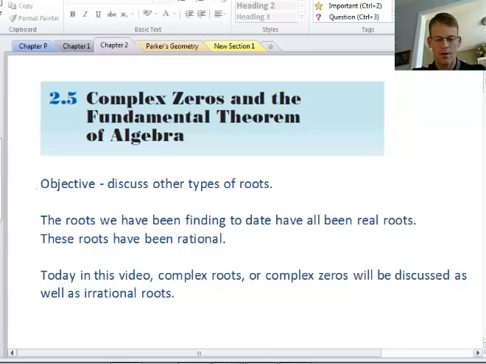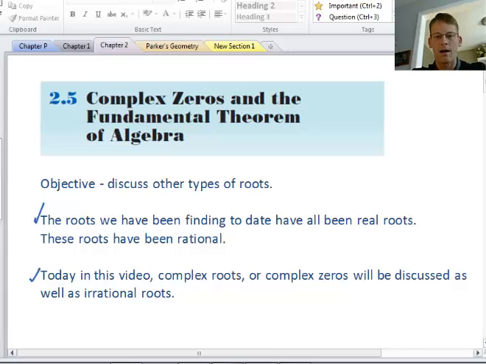So look at the objectives. We're going to discuss other types of roots. The roots we have been finding so far to date have all been real roots. These roots have been rational. On the quiz we just took, you notice that after we found the two rational roots, two of the roots happen to be irrational roots, which are still real, but they're not going to be found using our rational root theorem.